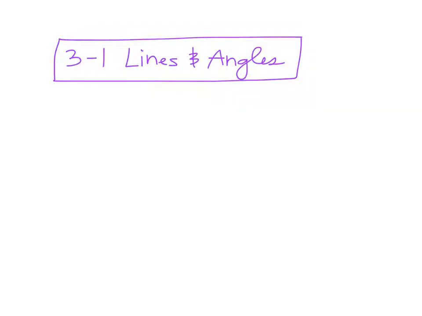3-1. We're doing lines and angles. I don't know if this class was one of the classes that asked about this in the last chapter, but we talked a little bit about parallel lines at one point in time and how you can't just say parallel lines are lines that don't intersect. Was that in this class? Does that sound familiar? Yes.